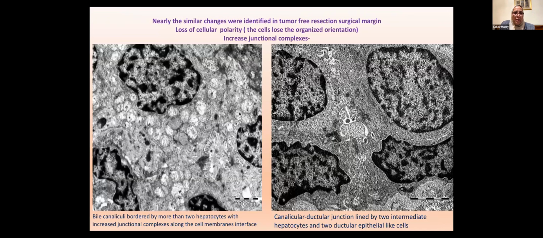This change is also detected in the case of tumor-free surgical margin. Here's a bile canaliculus bordered by more than 2 hepatocytes. Another one here, with increased junctional complex along the cell membrane interface. Canalicular ductal junction lined by two intermediate hepatocytes and two ductal epithelial-like cells.